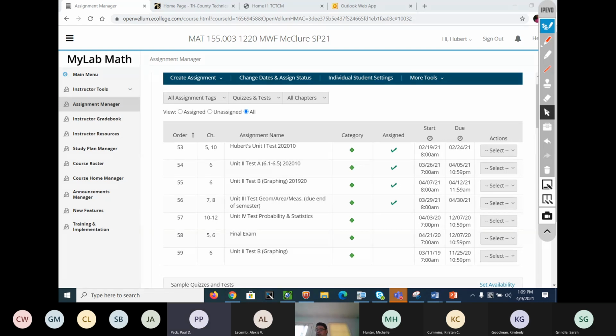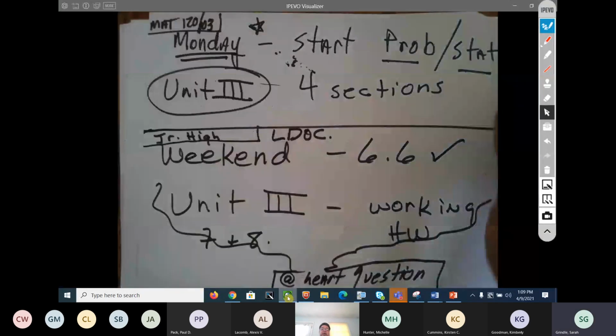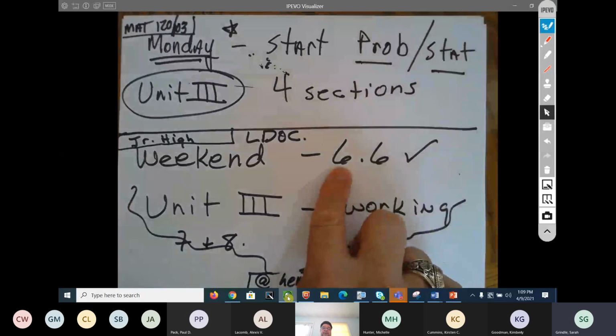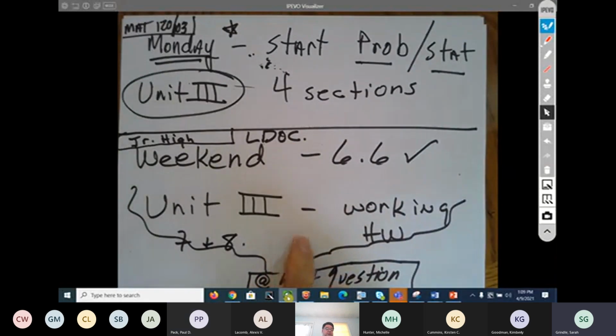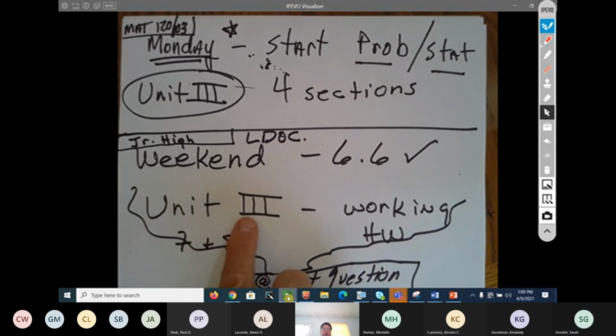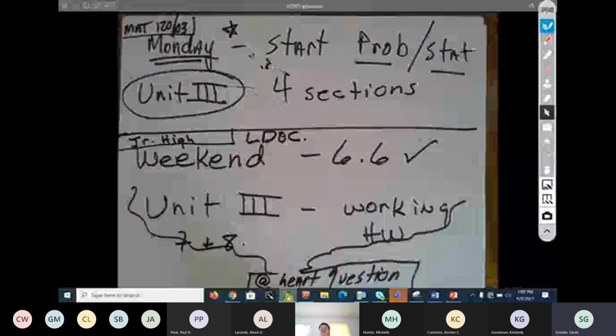After today, I want to make sure everybody understands that I want you working on 6.6 and Unit 3 after today. So that means if you've got some extra time over the weekend, I want you reading and working on homework for Unit 3, which is 7 and 8 homework. On your own. Answer what you can answer. Send in to me what you don't understand.